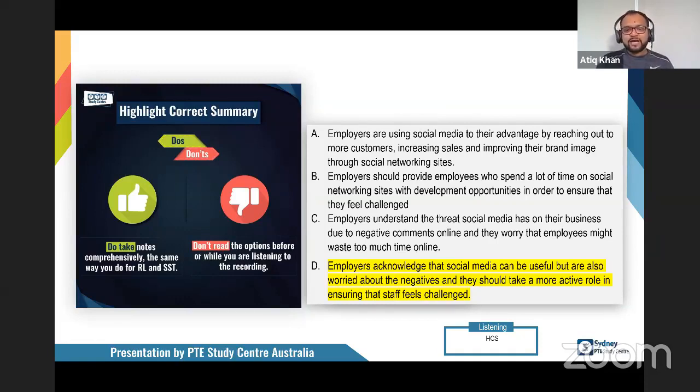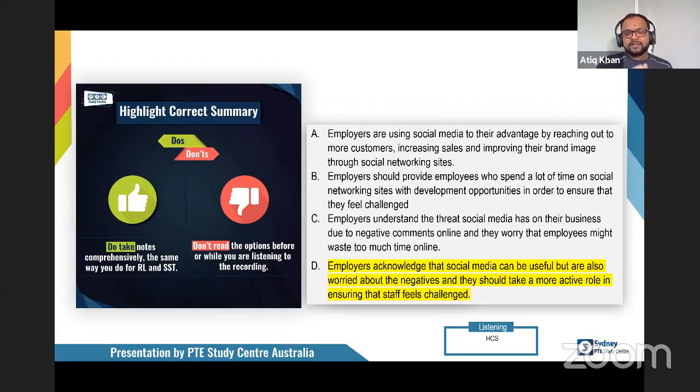And the same goes, I believe, for option A as well. So this is what we meant by partial information, and this could be misleading, and you might end up selecting wrong answers. So the entire recording is going to be considered for a correct summary. So good job, guys, and hopefully you understand what the criteria here are. Do take notes. Do not try to scan the options while the recording is being played.